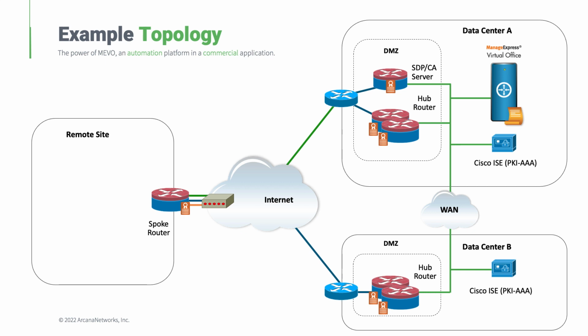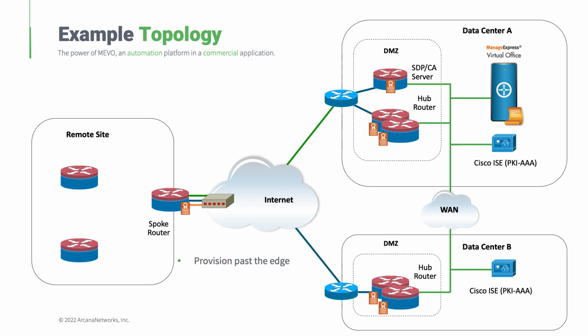Let's take a look at our example topology again, now that we've understood a little bit about DMVPN. Here our spoke router, using our zero-touch provisioning process, is able to connect back to both of our data centers. But that's not all. Remember how I said MEVO can configure devices past the edge? Well, with MEVO, once we establish that DMVPN connection, we can reach any of the other devices at the remote site if those need to be configured as well.